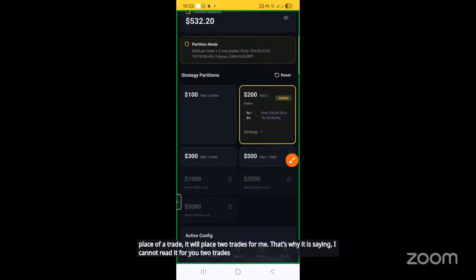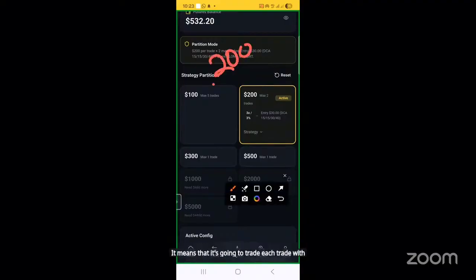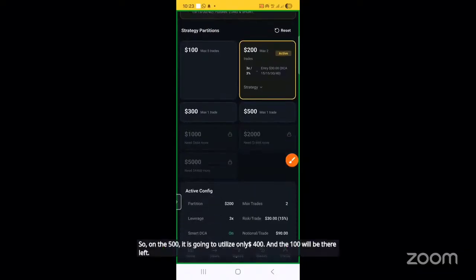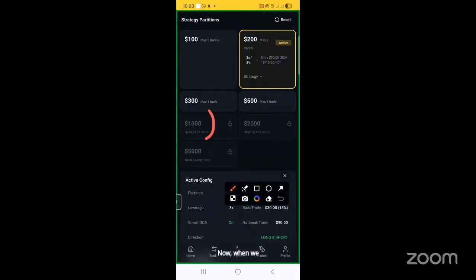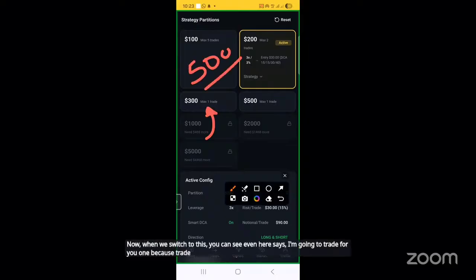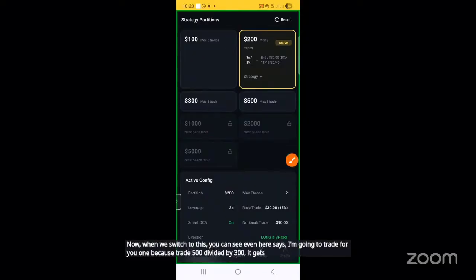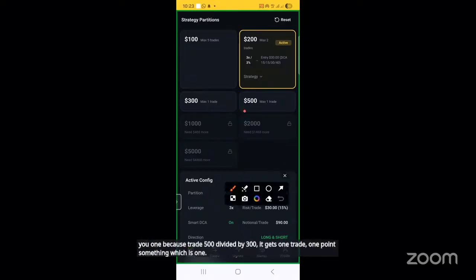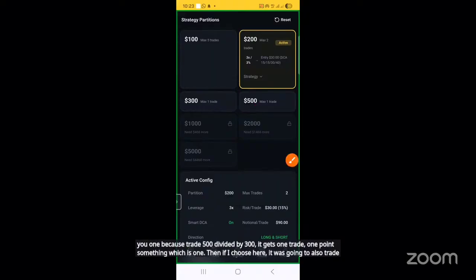If you choose this partition, it means it is going to trade each trade with $200 maximum. So on the 500, it is going to utilize only $400, and the 100 will be left. Now, when we switch to this, you can see even here it says I'm going to trade for you 1 trade, because 500 divided by 300 gives 1 point something, which is 1. Then if I choose here, it is going to also trade 1 trade with $500.